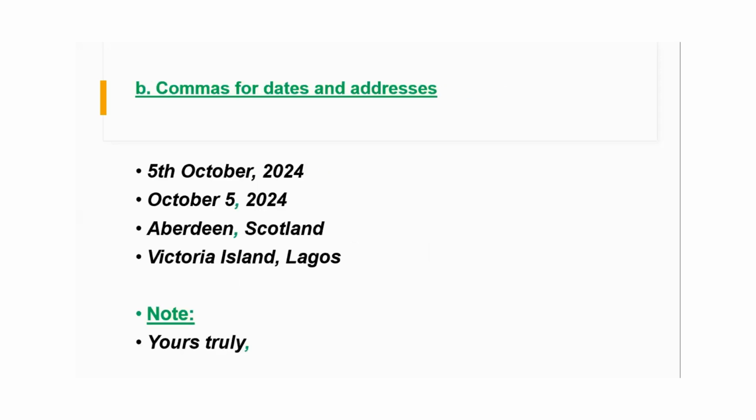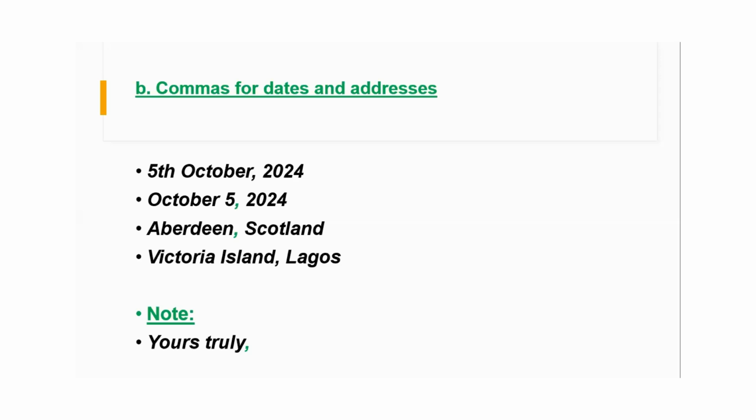It's also a bit easier to remember that commas should be used with dates and addresses, whether you're writing in a letter or just however you're writing an essay. Dates could be written 5th October, comma, then the year. Or you can write them October 5, comma. But however you write your date, there should be a comma before the year.